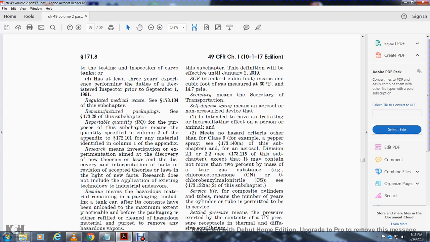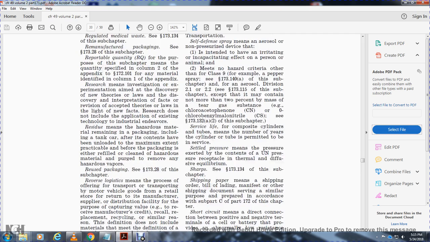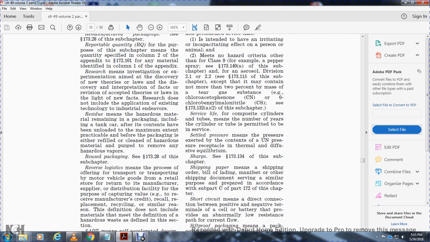The cylinder or tube is permitted to serve itself with the pressure exerted, with the concept of the UN pressure receptacle with thermal and diffuse equilibrium. Shipping paper, 173.134 of this subchapter, means a shipping order, bill of lading, manifest, or other shipping document similar in function to those prepared in accordance with subpart C of part 172 of this subchapter.